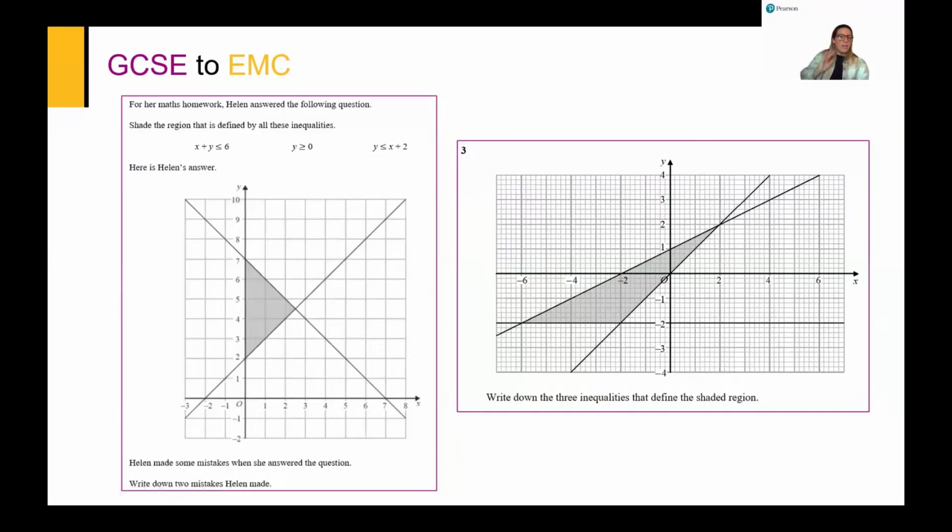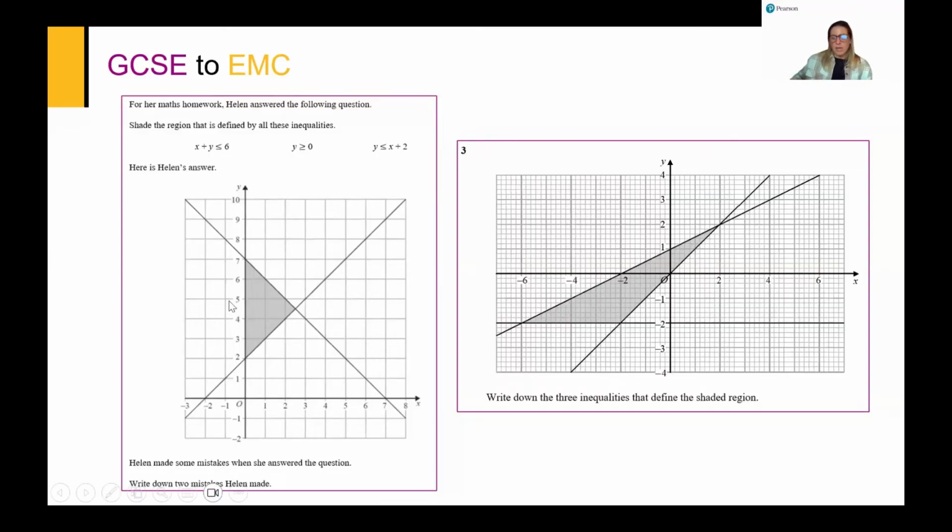So the one on the left and right, both interpreting them, but the one on the left, a little bit more of a real life element. I say real life, they've just said that this is her maths homework. So for her maths homework, Helen's answered the following question. She shades the region that's identified. She's made some mistakes, write down 2 mistakes that she's made.